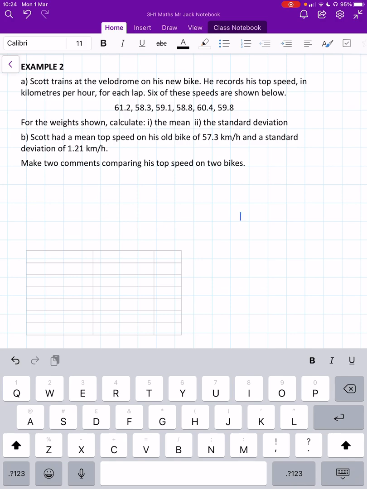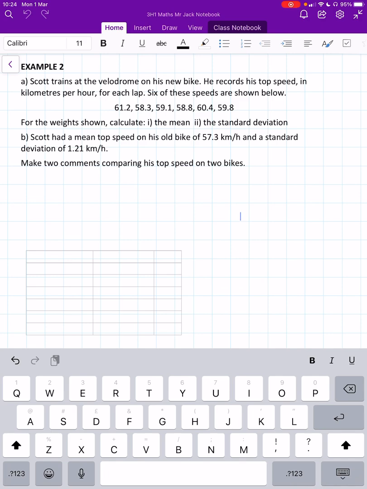This is going to look at analysing standard deviation. So in the same way that we did last time with interquartile range, we worked out how to calculate it, and then we worked out how to analyse it. We're going to do the same with standard deviation.